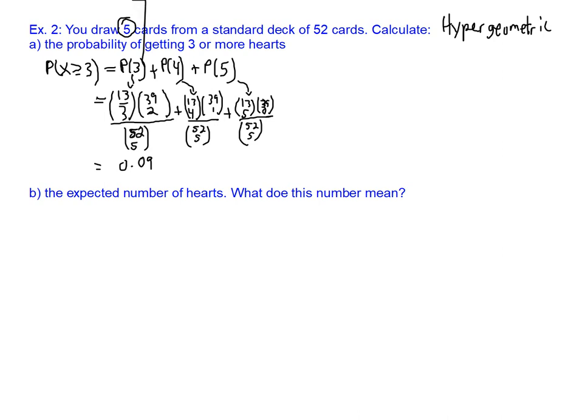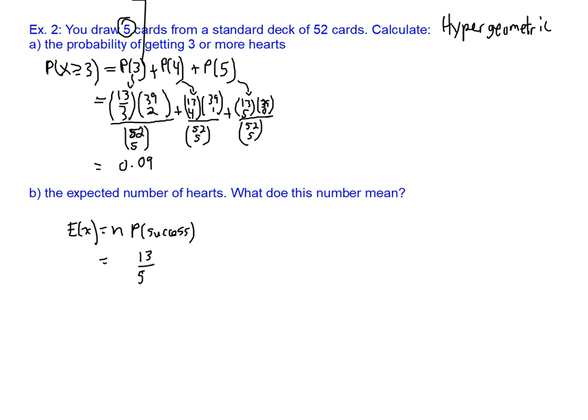In order to find the expected number of hearts, if this is a hypergeometric distribution, the expected value here is just equal to the number of trials times the probability of getting a success. Our success in this case is getting a heart. So the probability of getting a heart is 13 out of 52.